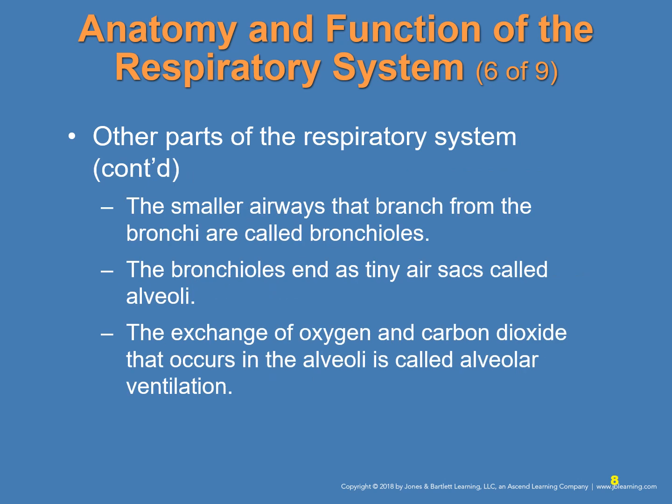The smaller airways that branch from the bronchi are called bronchioles. The bronchioles end as tiny air sacs called the alveoli. The actual exchange of gases takes place across a thin membrane that separates the capillaries of the circulatory system from the alveoli of the lungs. The exchange of oxygen and carbon dioxide that occurs in the alveoli is called alveolar ventilation.